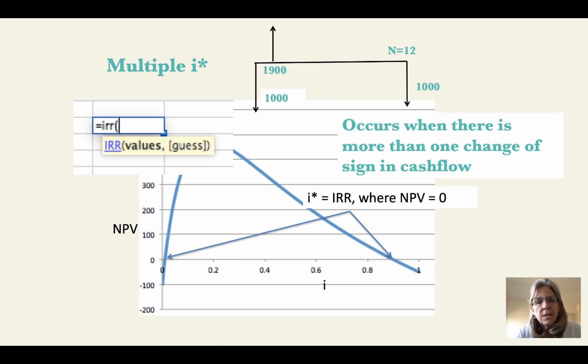There are ways to correct for this, but the main thing you need to know is that this kind of problem occurs when there's more than one change of sign. In this case, I have a negative 1,000, a positive 1,900, and then a negative 1,000. So there's a change of sign here and a change of sign here. That will give me multiple roots to this equation, and you could have problems determining what is the correct IRR. You just have to be careful of that.